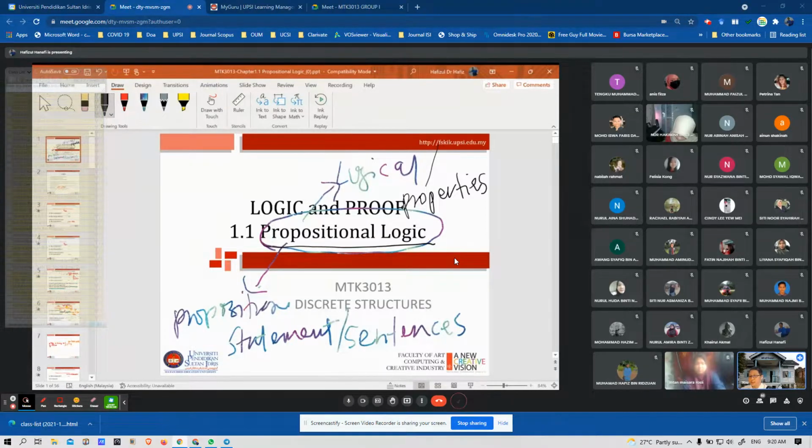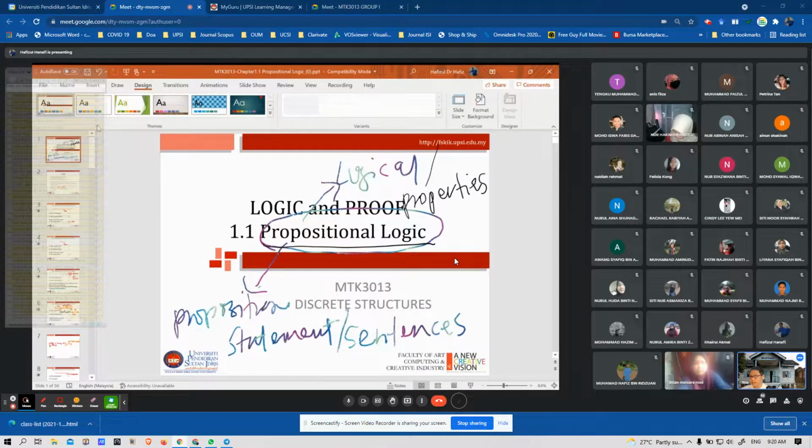Okay, basically to look over the proposition, statement or sentences, and also we look at a branch of logic. All of this is a branch of logic.